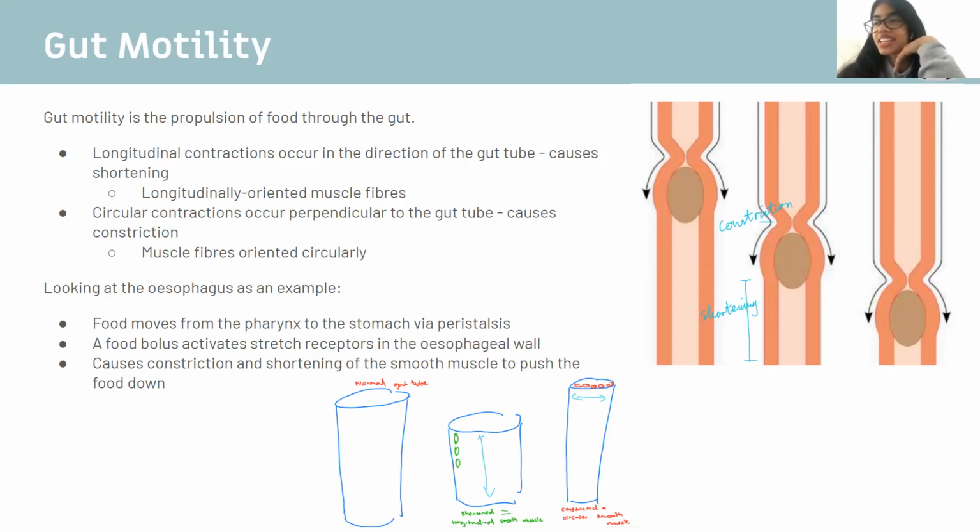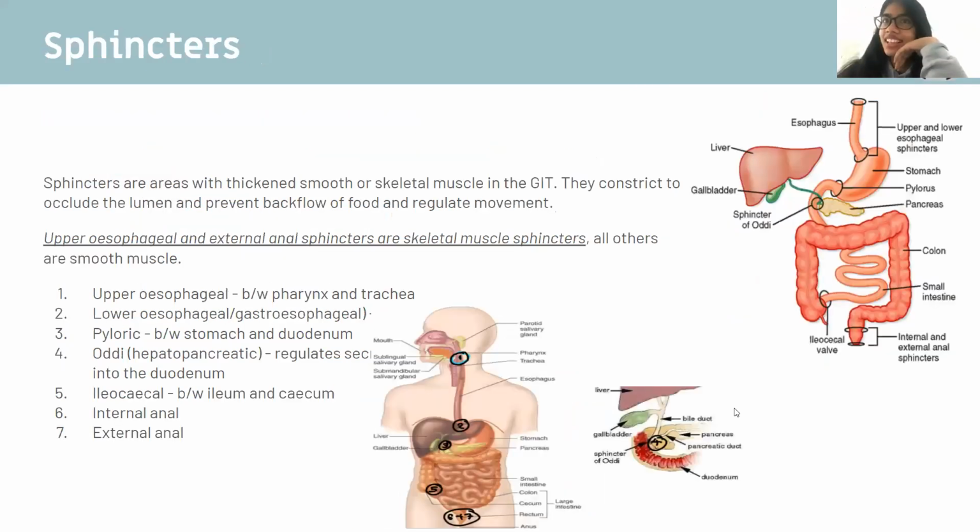So there's that. Next slide, please, David. Sphincters. Again, not super high yield, but they're areas along the gut tube consisting of thick smooth or skeletal muscle. The really important thing I want you to take away is that the upper esophageal and external anal sphincters are skeletal muscle sphincters. This means they're under voluntary control, as opposed to all the other sphincters in between, which are smooth muscle and so not under voluntary control. This is really important later on when we talk about defecation and the reflex. But those are your sphincters. Next slide.